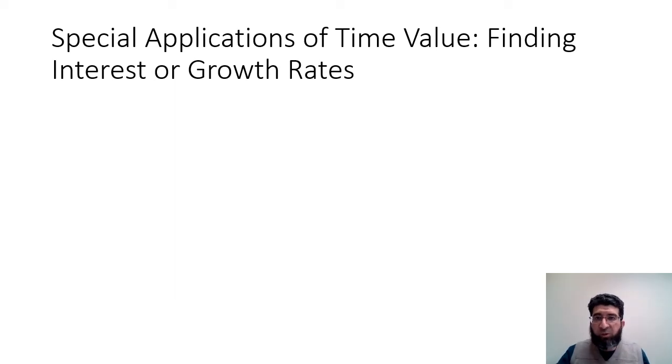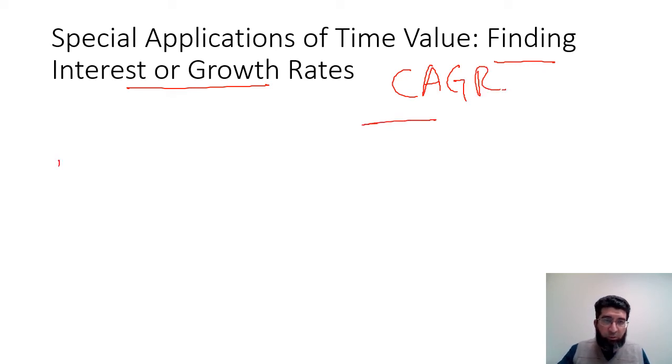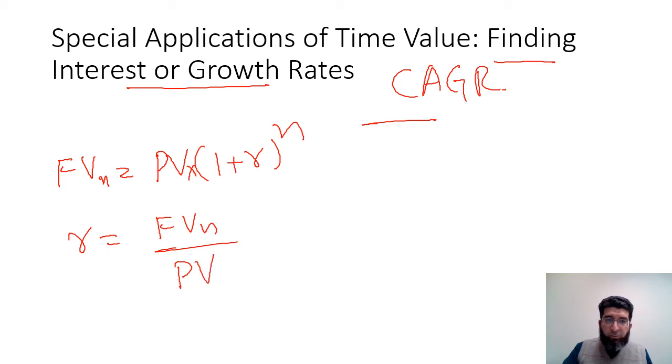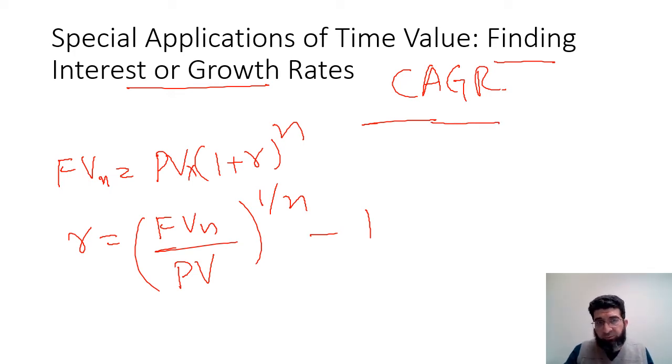Another special application of time value of money is finding interest or growth rates. We already discussed it, it's CAGR, at the end of the first session, which is basically calculated from future value equals present value multiplied by (1 plus R) to the power n. We rearrange the formula to get R equals (future value over present value) to the power 1 over n, minus 1. This is the compound annual growth rate, and you can go back to the first video of time value of money, and at the end you can see that we applied it to a stock market fund as well to see how it is used.